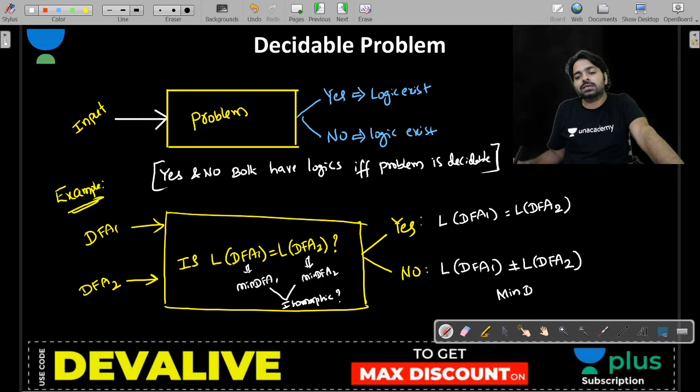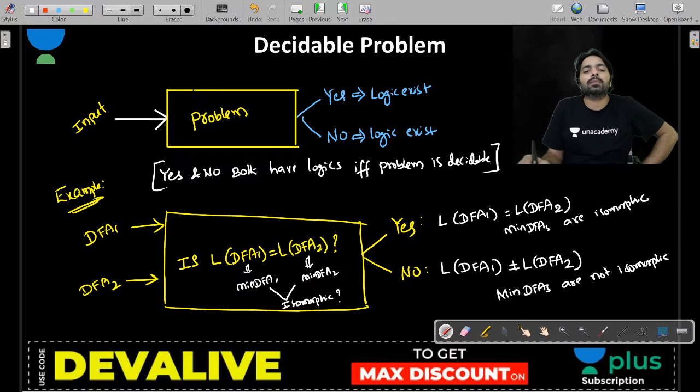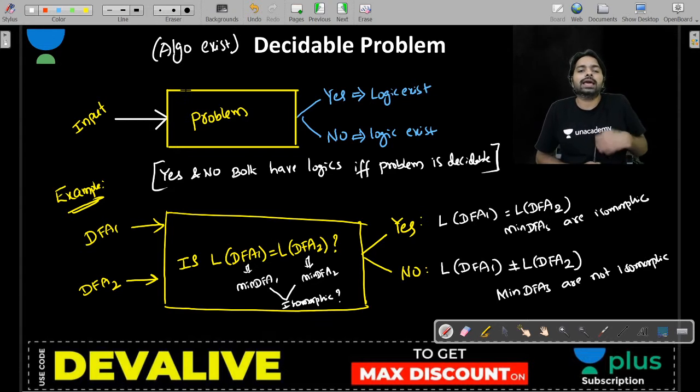Minimum DFAs are not isomorphic. They are not having the same structure. Yes means minimum DFAs are isomorphic. That's an algorithm. We have an algorithm. Decidable problem means an algorithm exists. If an algorithm exists, you can say yes and no, and you will always halt.